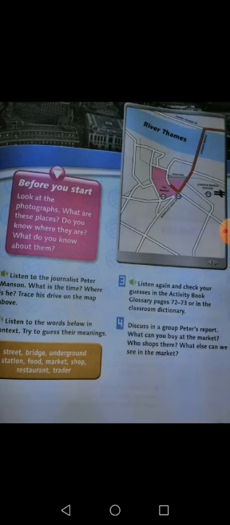5. At the market, people buy food for their shops and restaurants. At the market, people buy food for their shops and restaurant.